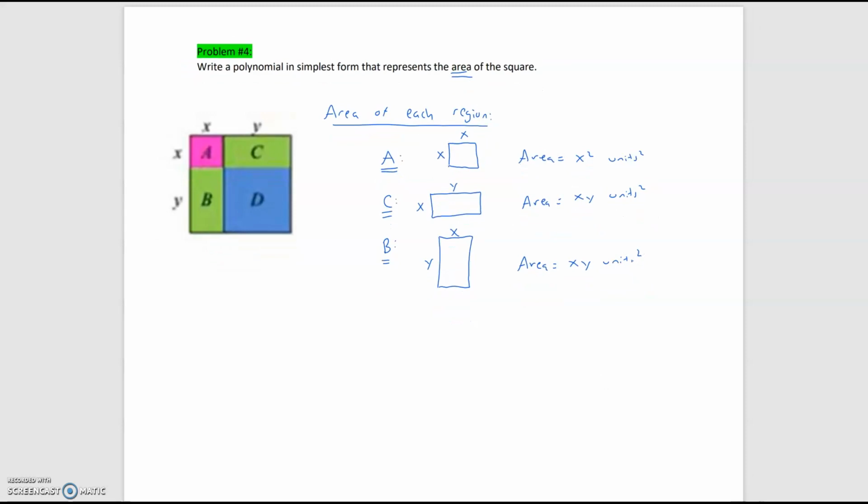We just need one more piece. This would be region D. In region D, it's the larger square, whose height is y and length is y as well. So the actual area is equal to y squared units squared.